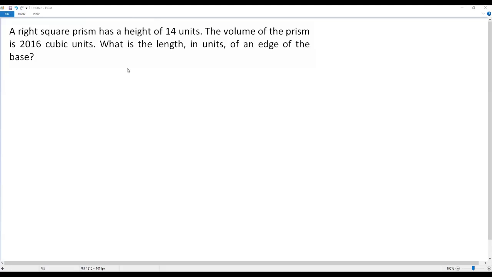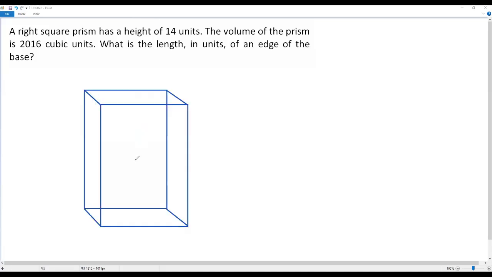Okay, first let me draw a right square prism. Here I have drawn a right square prism. Right square prism means that the base of the prism will be a square. And also we have to find the length in units of an edge of the base. So the edge of the base is nothing but the length of each side of the base.